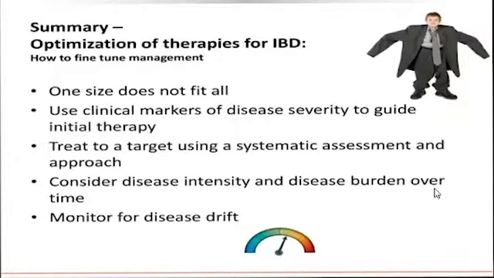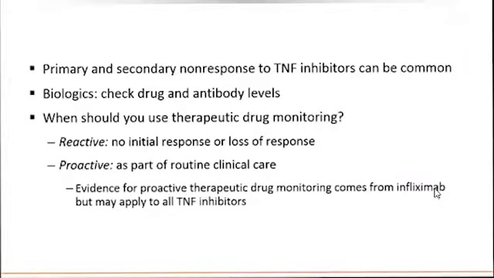Take home message: one size does not fit all. Use clinical markers of disease severity to guide your initial therapy. Treat to target using systematic assessment, and monitor for disease drift. Primary and secondary non-response to anti-TNF can be common. For biologics, check the drug and antibodies. And when should we start using therapeutic drug monitoring? Reactive: no initial response or loss of response. Proactive: as part of routine clinical care. Thank you.